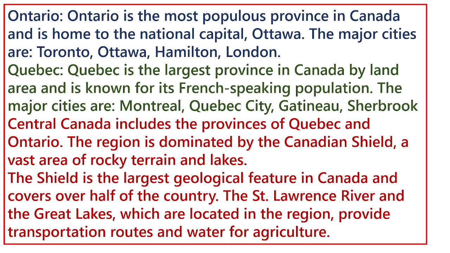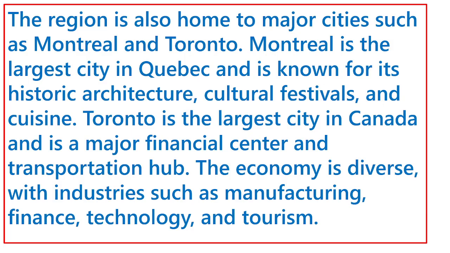Central Canada includes the provinces of Quebec and Ontario. The region is dominated by the Canadian Shield, a vast area of rocky terrain and lakes. The Shield is the largest geological feature in Canada and covers over half of the country. The St. Lawrence River and the Great Lakes, which are located in the region, provide transportation routes and water for agriculture.